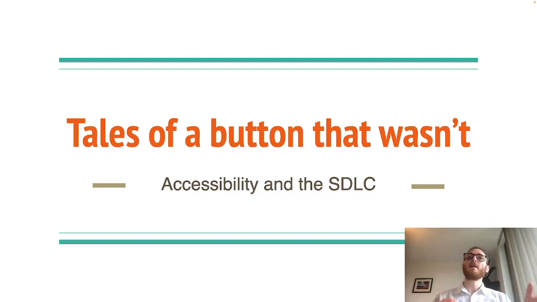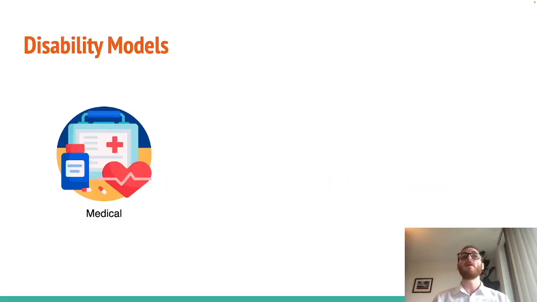Before I get started, what I'd like to do is discuss some differing perspectives of disability. The way we approach disabled people and the way we perceive that is really important when it comes to creating accessible solutions. And I'd like to focus on three of the main disability models that we can have. They're not the only ones, but these are sort of the big players in kind of software.